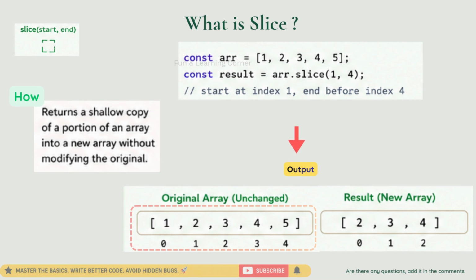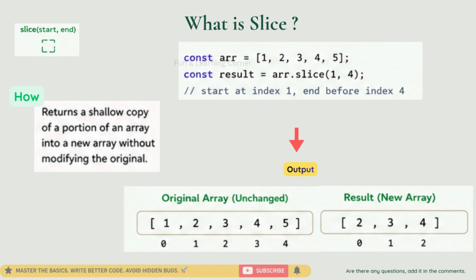Let's understand step by step. Our original array is 1, 2, 3, 4, 5. Slice starts at index 1. Index 1 contains number 2. Then slice stops before index 4. Index 4 contains number 5, so 5 is not included. That's why the result becomes 2, 3, 4. The original array still stays the same. 1, 2, 3, 4, 5.